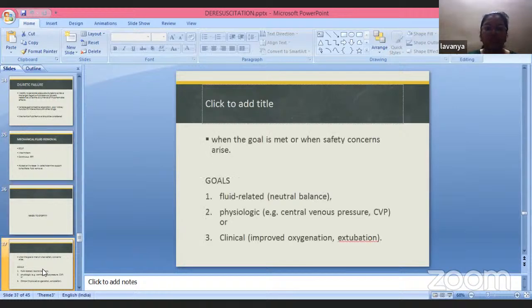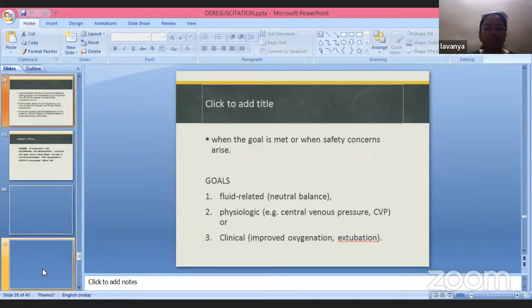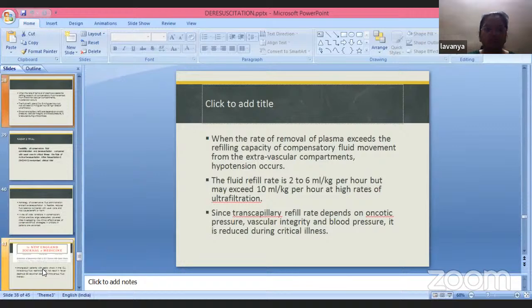So when to stop the deresuscitation? When the goals are met, which have been discussed earlier in the ROSE concept, and whenever there are safety concerns that arise. So the goals can be fluid related, to achieve a neutral balance, a physiologic central venous pressure, though that is not very sensitive, and clinically improved oxygenation, and maybe the patient gets extubated because of the active deresuscitation.